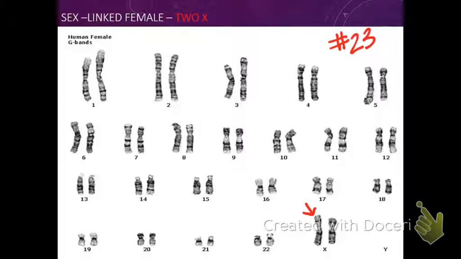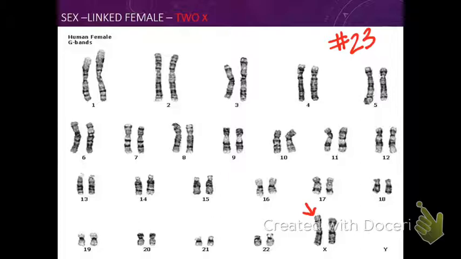So if the dad gives an X, if that sperm cell contains an X chromosome, then the offspring will be female. If that sperm cell contains a Y chromosome, then they will be male, because again, the mother can only give an X. So dad gives an X, it's XX, as in the case of this karyotype, and it will be female. Or the dad can give a Y, and so it'll be X from mom, Y from dad. It'll be XY, which would be a male.